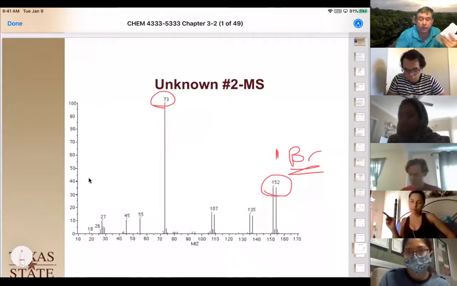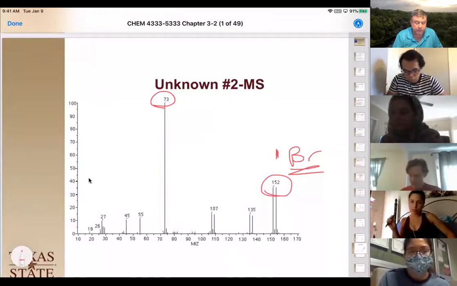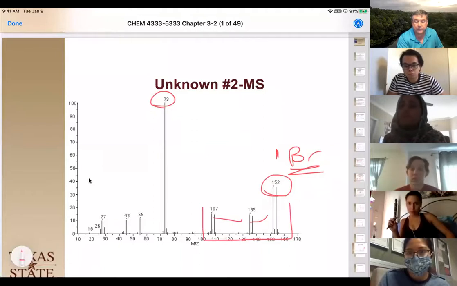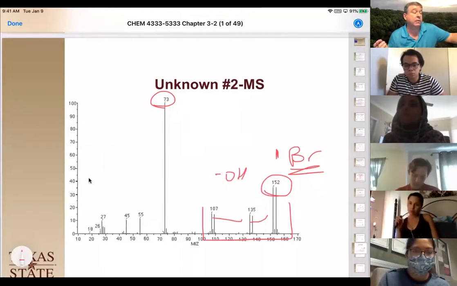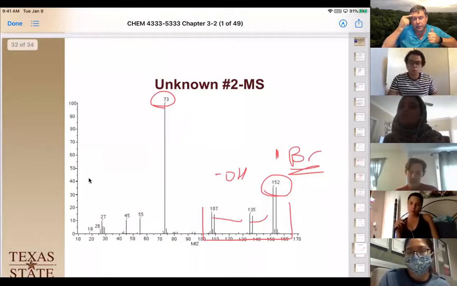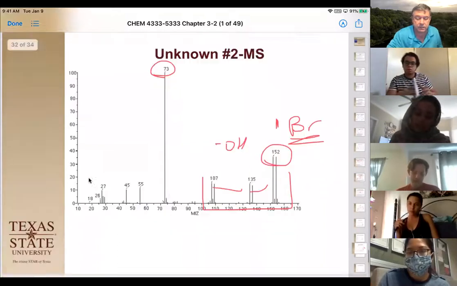Okay. So that's about the information we can get from here. Let's see, we have a 45 and 55. These are losses of fragments. You know, these are just fragments with the bromine still on it here. So this is probably, ooh, that's an 18. So we have an OH loss as part of that. So that supports our carboxylic acid or alcohol theory. So, all right. I think we have enough information here. Let's move on to the NMR.